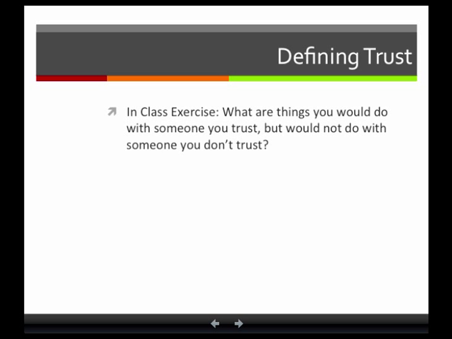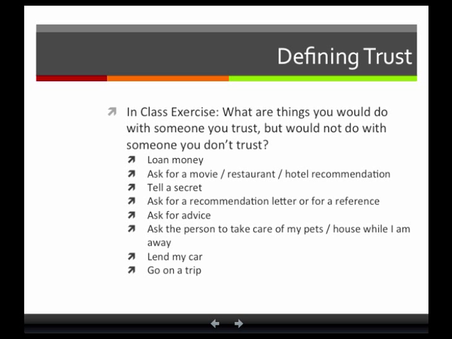So here's the exercise I want you to do. Think about what are the things that you would do with someone you trust, but would not do with someone you don't trust. So some examples. You might loan money to a person that you trust, but not to someone you don't trust. Ask for a movie or restaurant or hotel recommendation. Tell a secret. Ask for a recommendation letter for a reference. Ask for advice. Have them take care of your pets or your house. You might lend them your car or go on a trip.